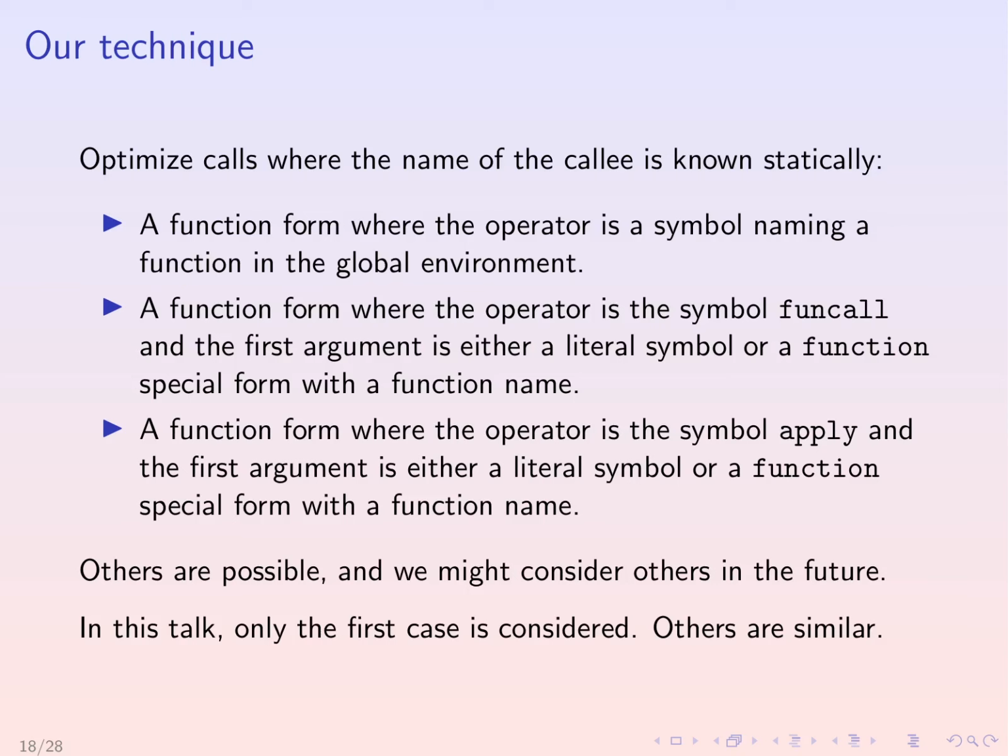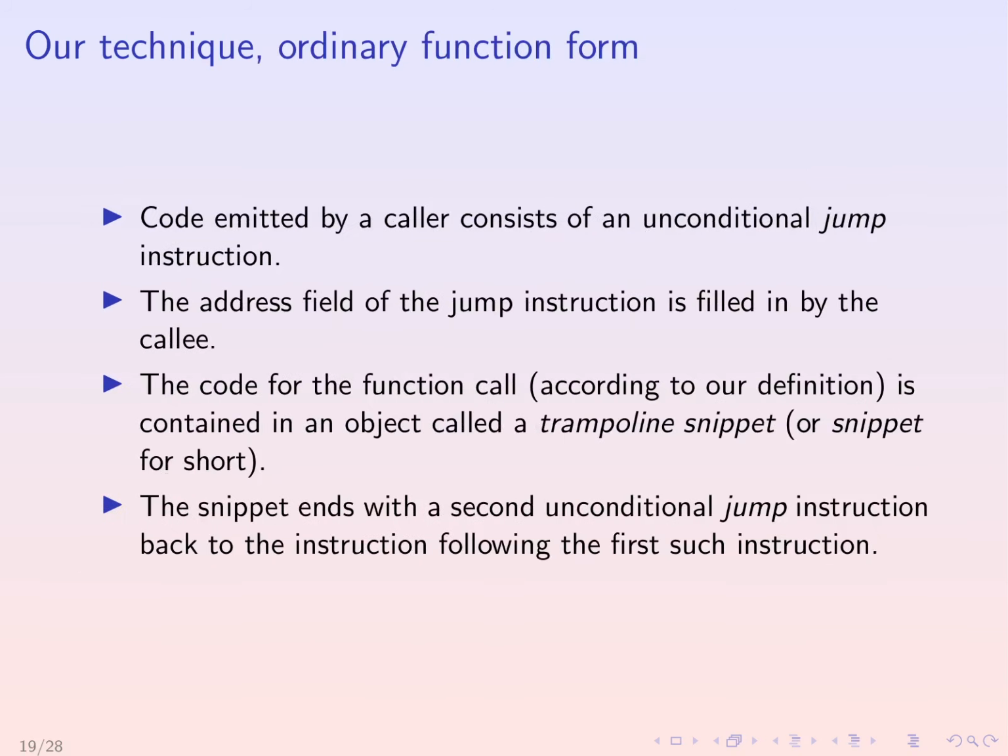For instance, we could consider handling mapcar or some other functions that are typically called with a constant function argument. For the purpose of this talk, we're only going to consider the first case, that is the form with an operator that is a symbol naming a function. The other cases are handled in similar ways. So this first case is also called an ordinary function form in the Common Lisp standard.